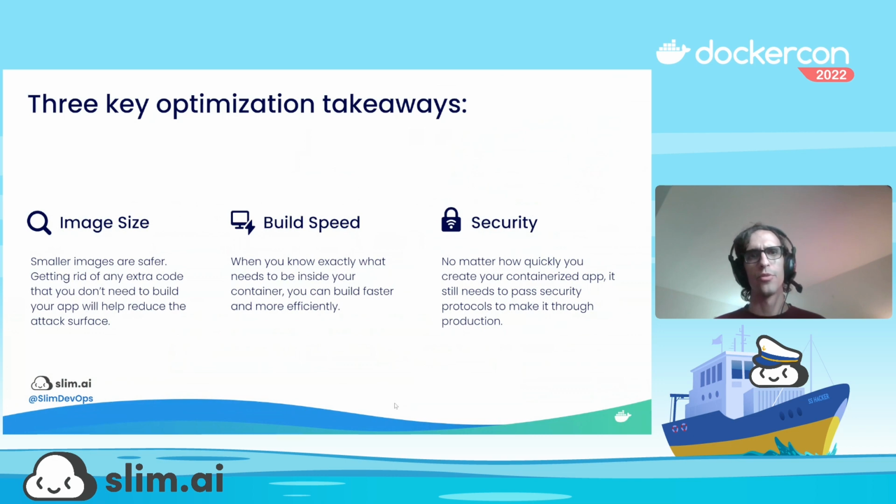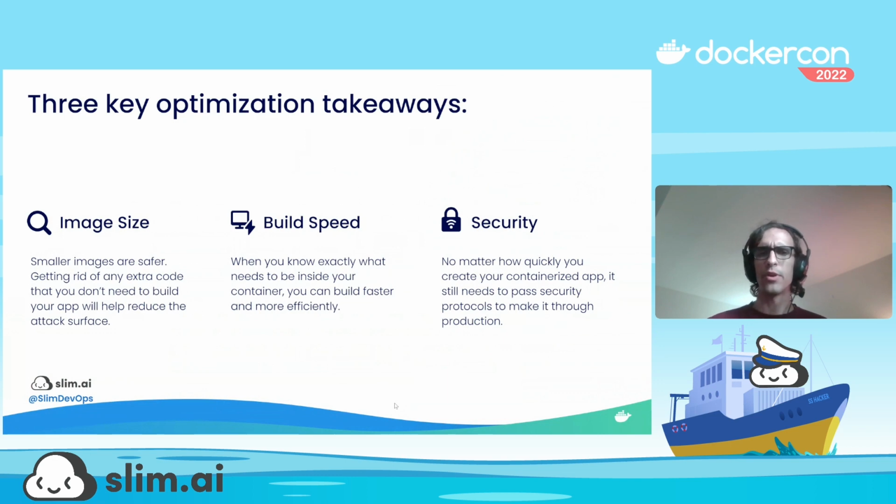We're going to focus on three key optimization takeaways: image size, build speed, and security. Generally speaking, smaller images are safer. So if you have a massive code base that you only need a couple of functions to actually run your new application, there's likely a lot of cruft that you can cut out. And by getting rid of this extra code, you will probably be reducing the attack surface of your application.